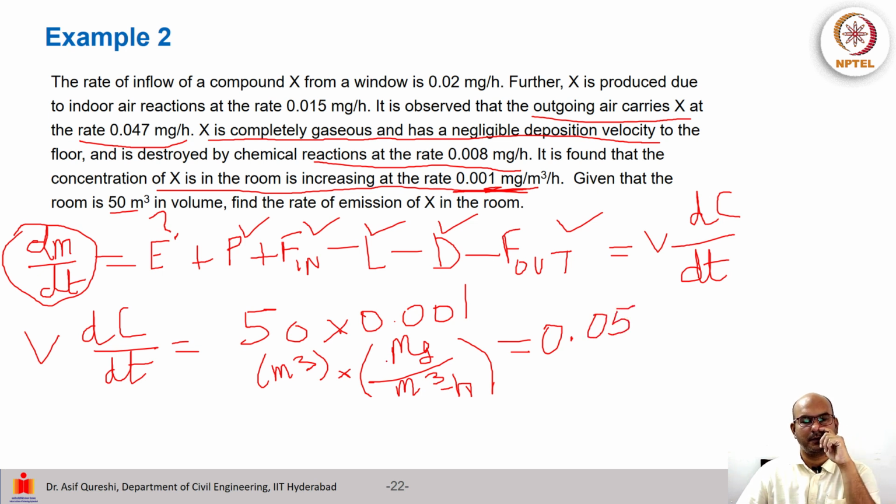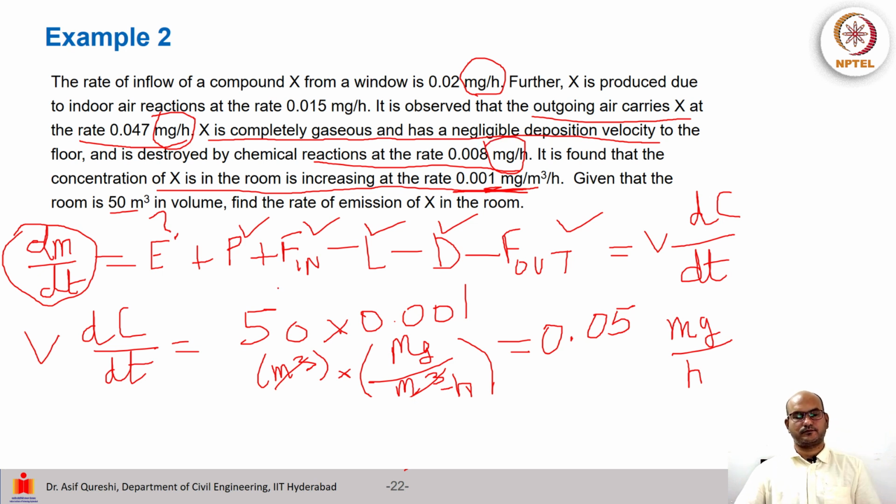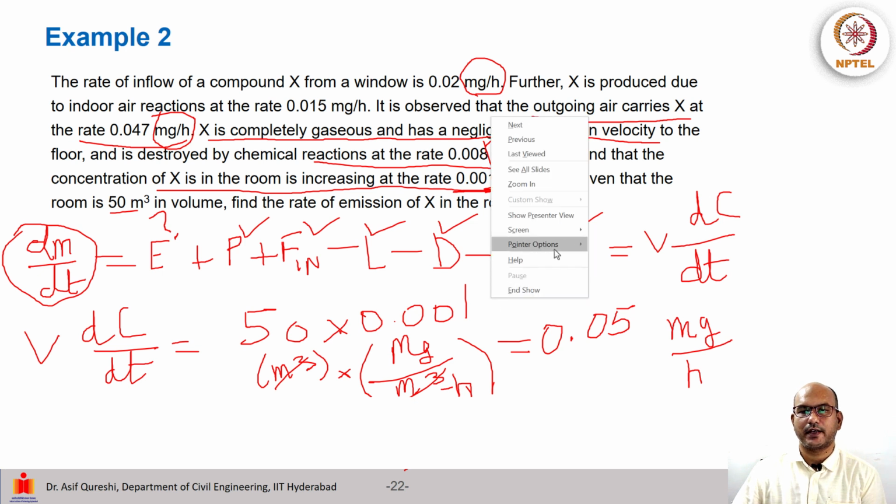and the units will be meter cube, and meter cube are going to cancel out. So the units will be milligrams per hour. So these are the same units as all our loss processes. See, milligrams per hour here, milligrams per hour here. So the units are all fine. So we have the value of V dC by dt now. So we can go ahead and find our unknown.